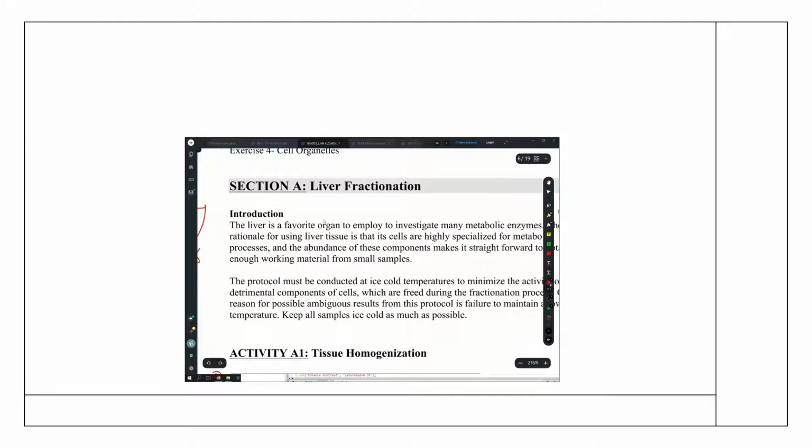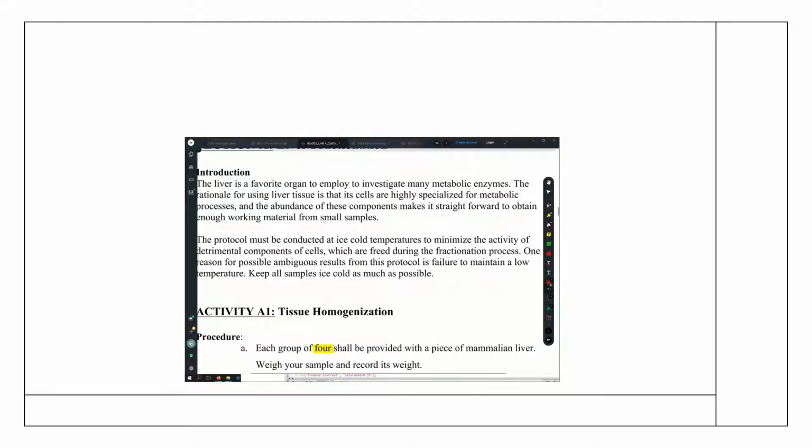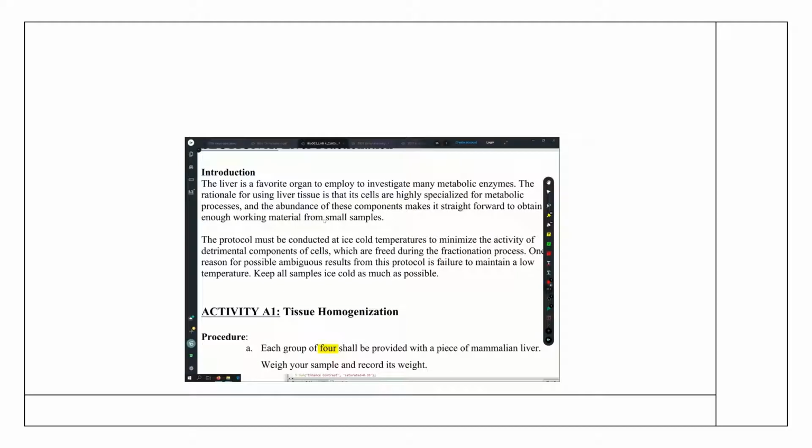Section A, liver fractionation. Introduction. The liver is a favorite organ to employ to investigate many metabolic enzymes. The rationale for using liver tissue is that its cells are highly specialized for metabolic processes, and the abundance of these components makes it straightforward to obtain enough working material from small samples. So you can put that in your introduction, talk about the liver and how a lot of the cells are really similar in the liver, and it's really easy to break it up and get a lot of the enzyme that we're looking for.